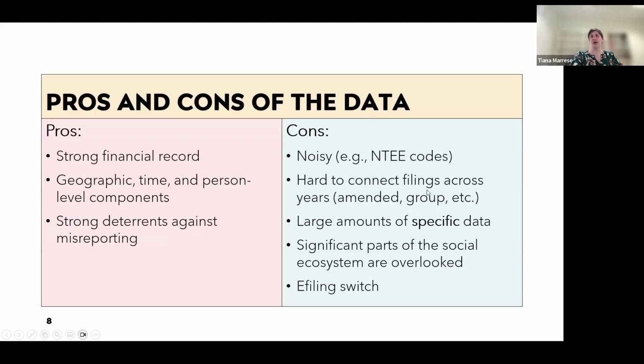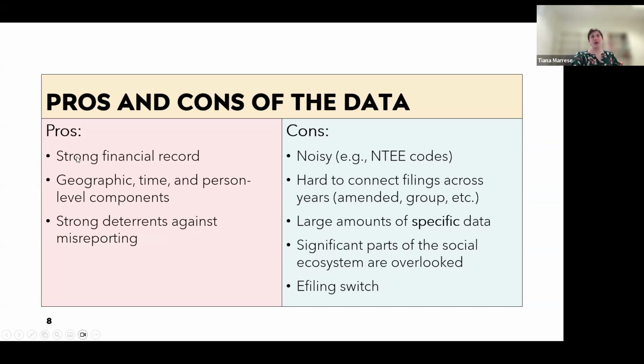It can be hard to connect filings across years. We have amendments, so often organizations will file multiple files per year. They might also file as a group, so you'll have one large headquarters, and then smaller organizations that might also file underneath the group, and so it creates some complication to understand what individual nonprofits are doing relative to what their parent nonprofits are doing.